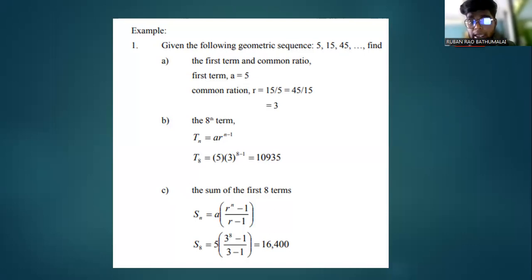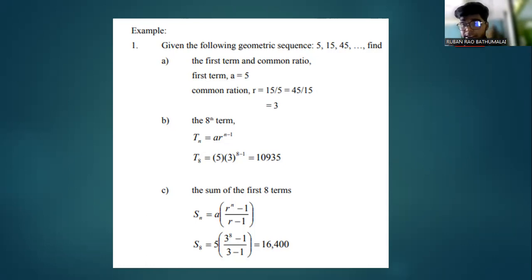Next, find the 8th term. Tn equals ar^(n-1). Here n is 8 because they already told us the 8th term. A is 5, the ratio 3 we already found, and n minus 1 is 8 minus 1. That equals 10935. The answer is 10935.